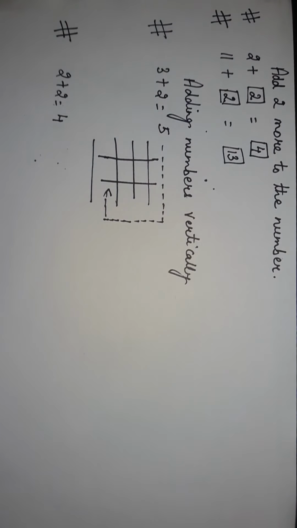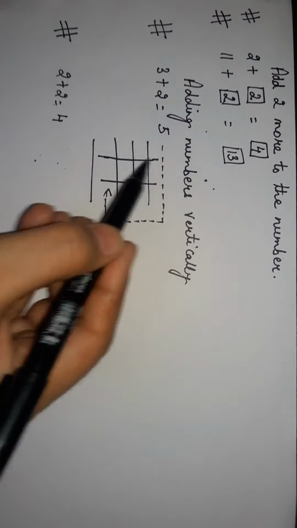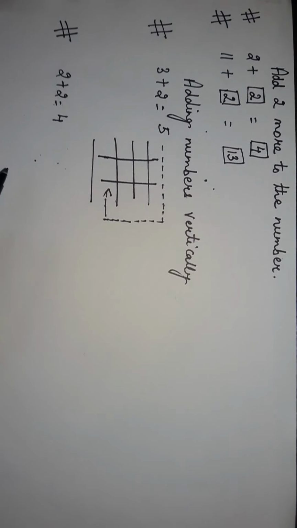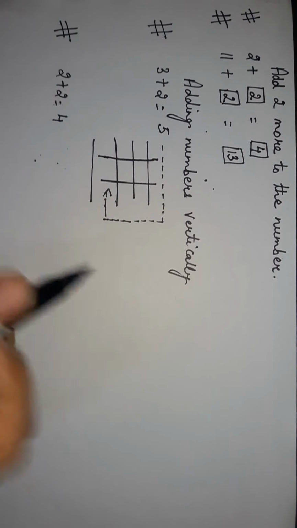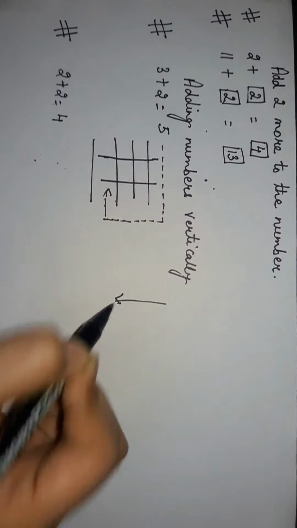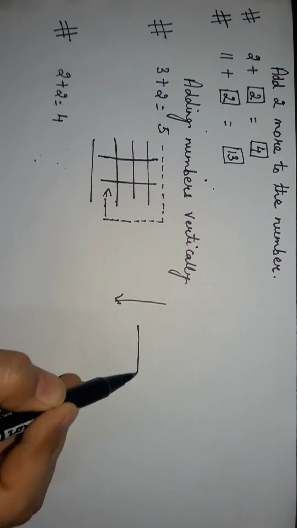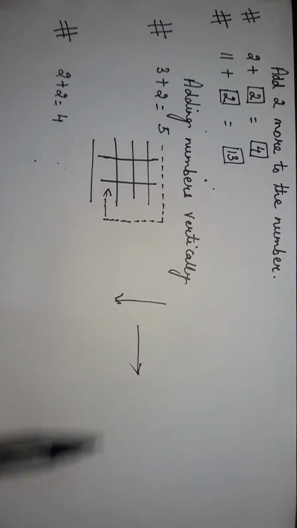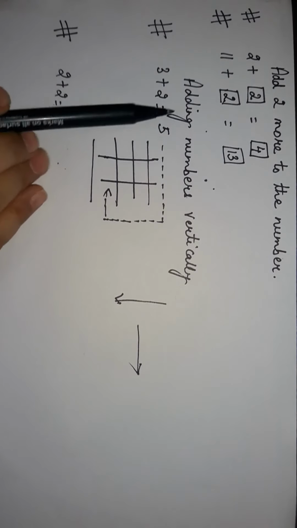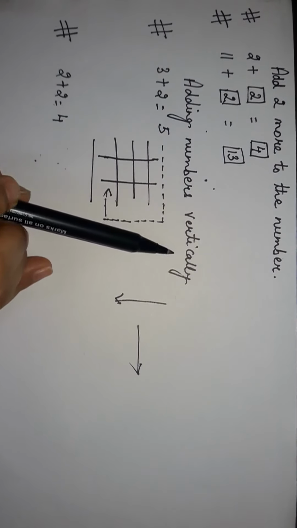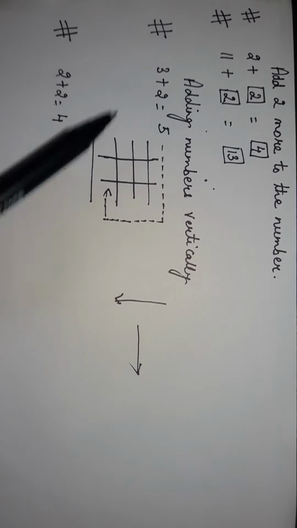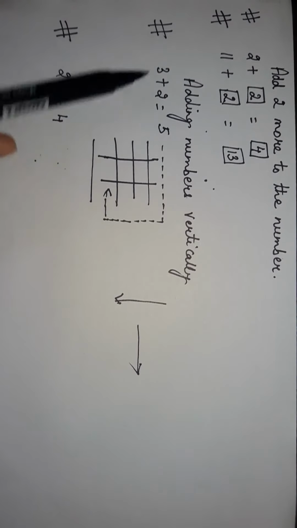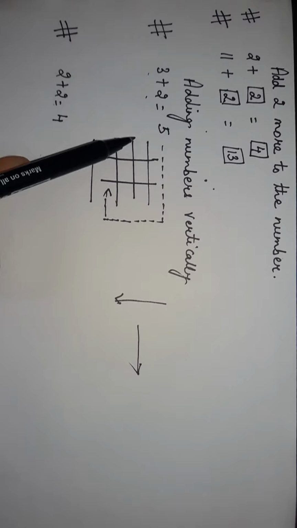Next, we need to add the numbers vertically. In this way we'll write vertically; this is the vertical direction and this is the horizontal direction. So today we are going to study adding numbers vertically. For that, what will we do? I have written one statement, 3 plus 2 equals 5.